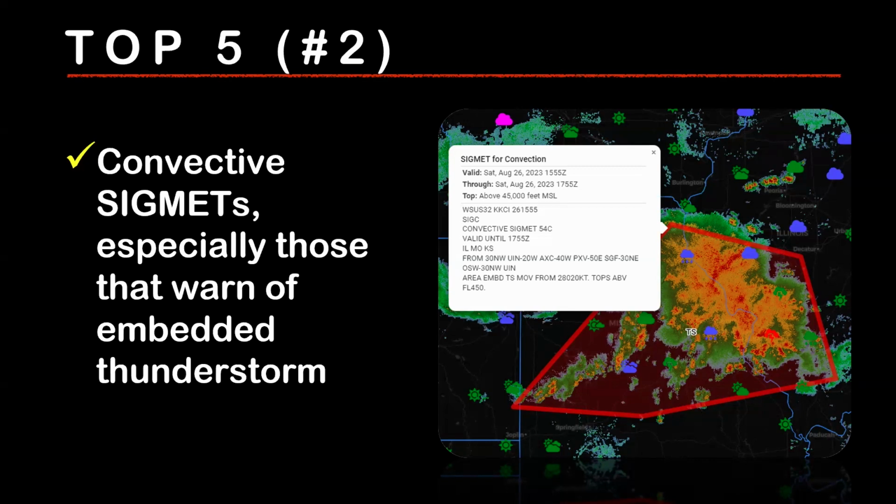And so with this particular SIGMET for convection, especially if you see the term EMBD, which stands for embedded thunderstorms, you can't pick out where that thunderstorm is. It's embedded in a bunch of overcast. Those are the most dangerous ones because we can't visually see them. If you have a little single cell out there in the distance, you can visually see it and go around it. In this particular case, you really can't.